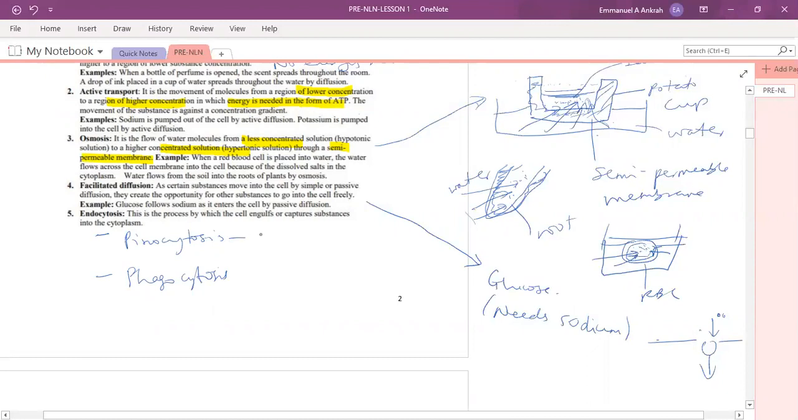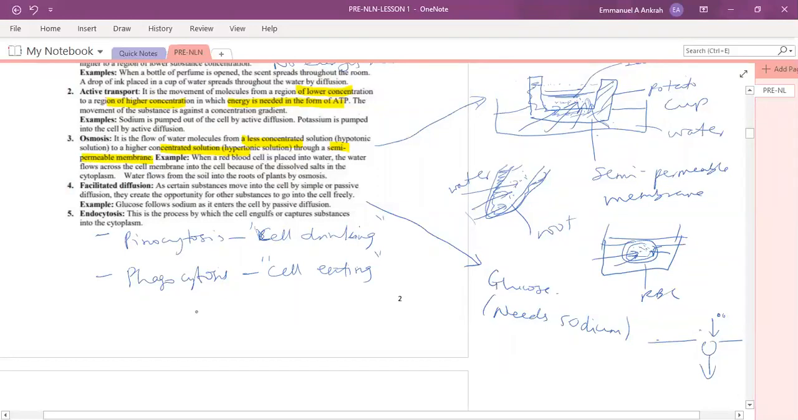Pinocytosis, literal meaning the cell is drinking water. So the cell takes in the liquid substance. So you can say cell drinking. And here, literally, we can say that the cell is eating something. So it picks up a solid substance. That's the way we can remember them: cell drinking and cell eating.